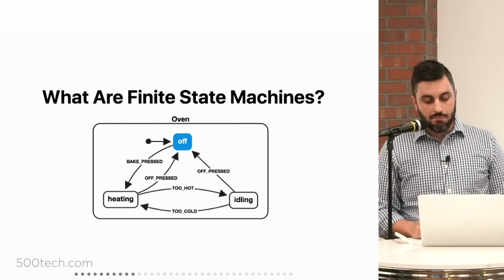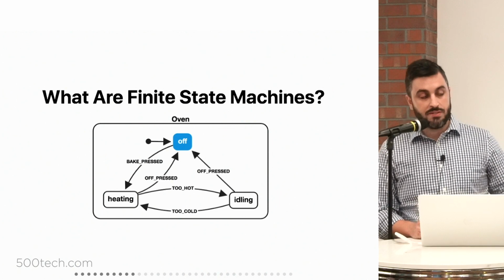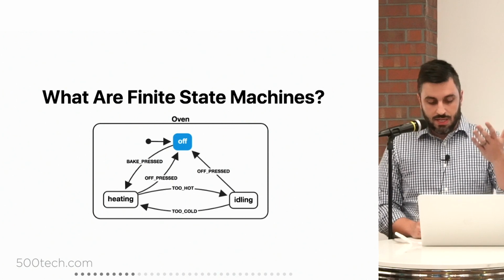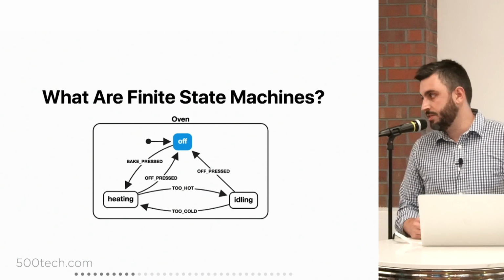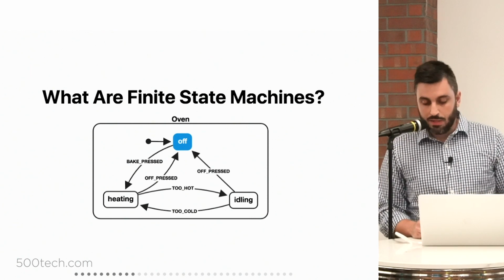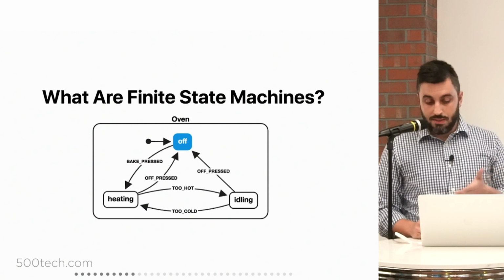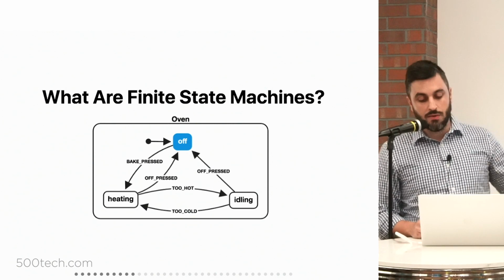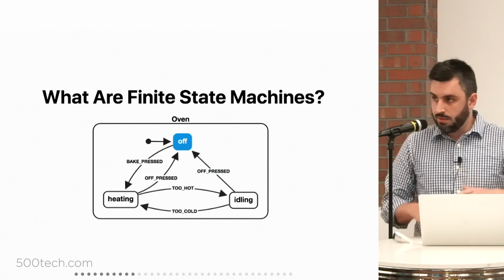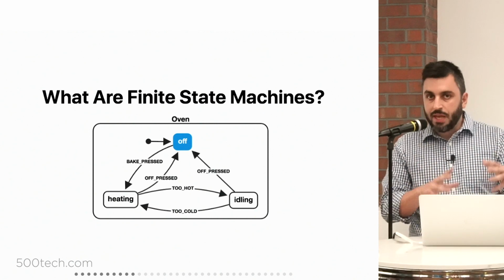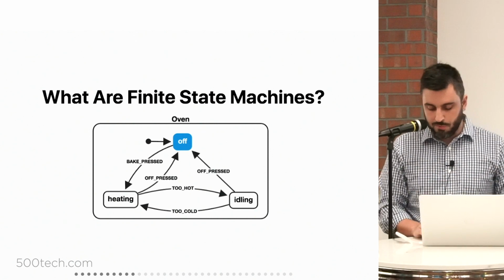For instance, here I'm modeling an oven that, when it's too hot, triggers the too hot event and transitions to idling. When it's too cold, it goes back to heating. And if I press off, it doesn't matter if I'm on heating or idling, I go back to off. So I can just go on building the specification of my UIs with this model.